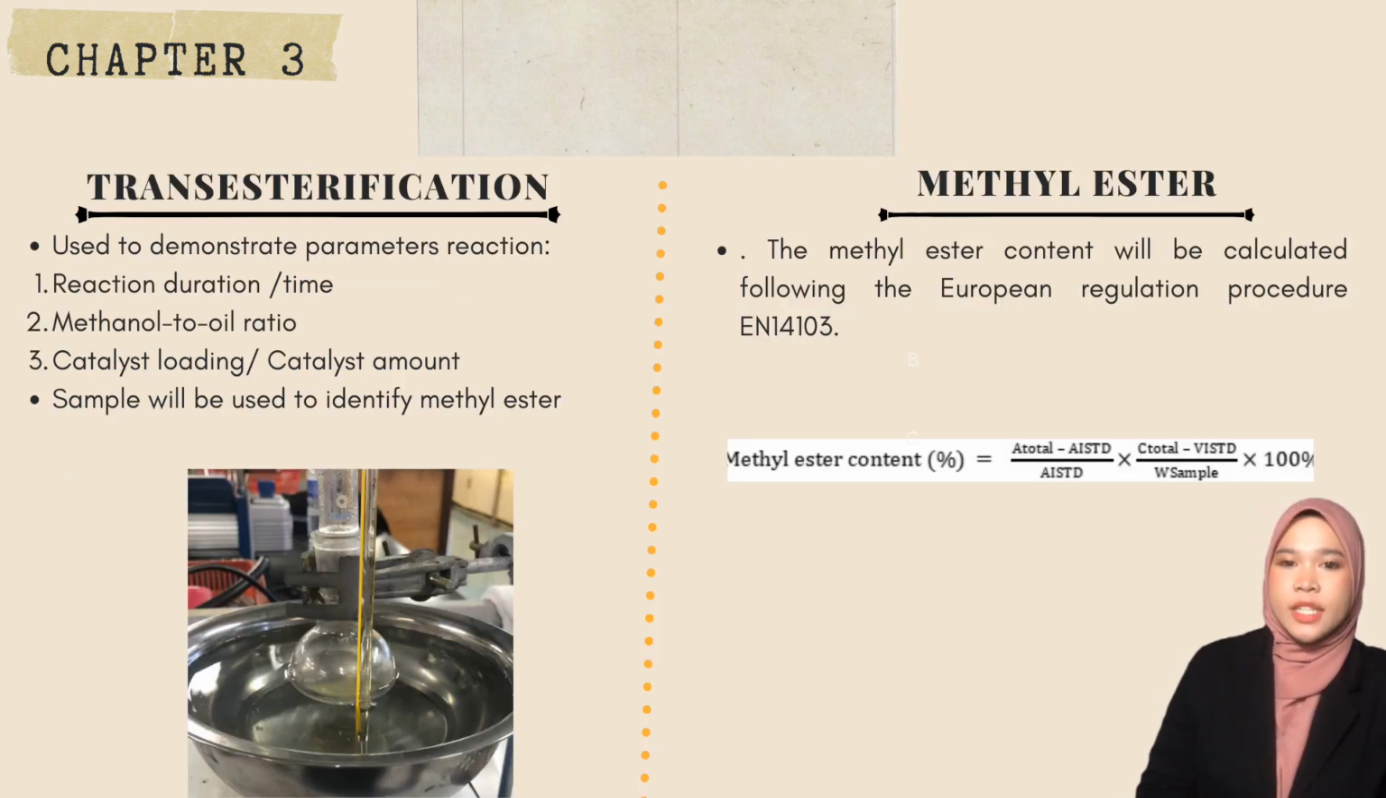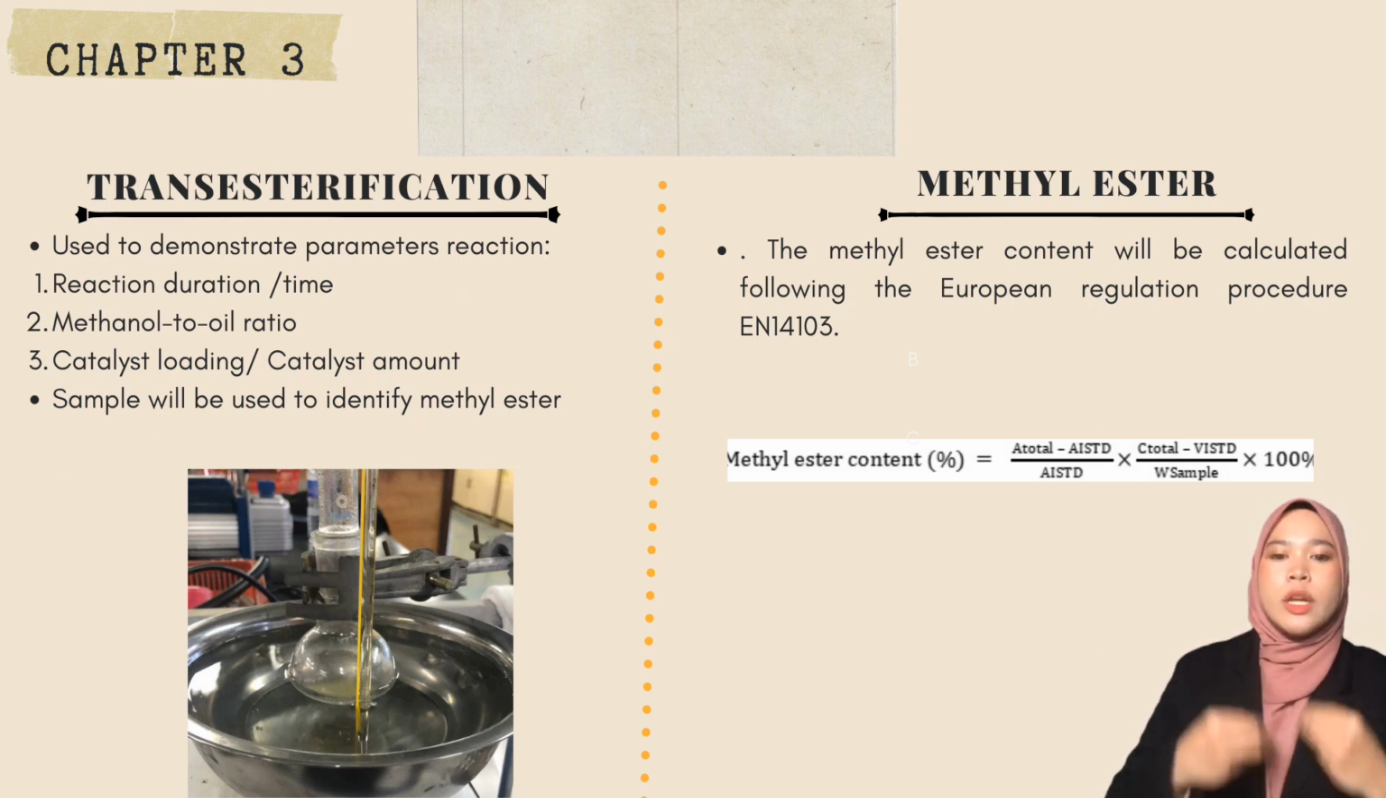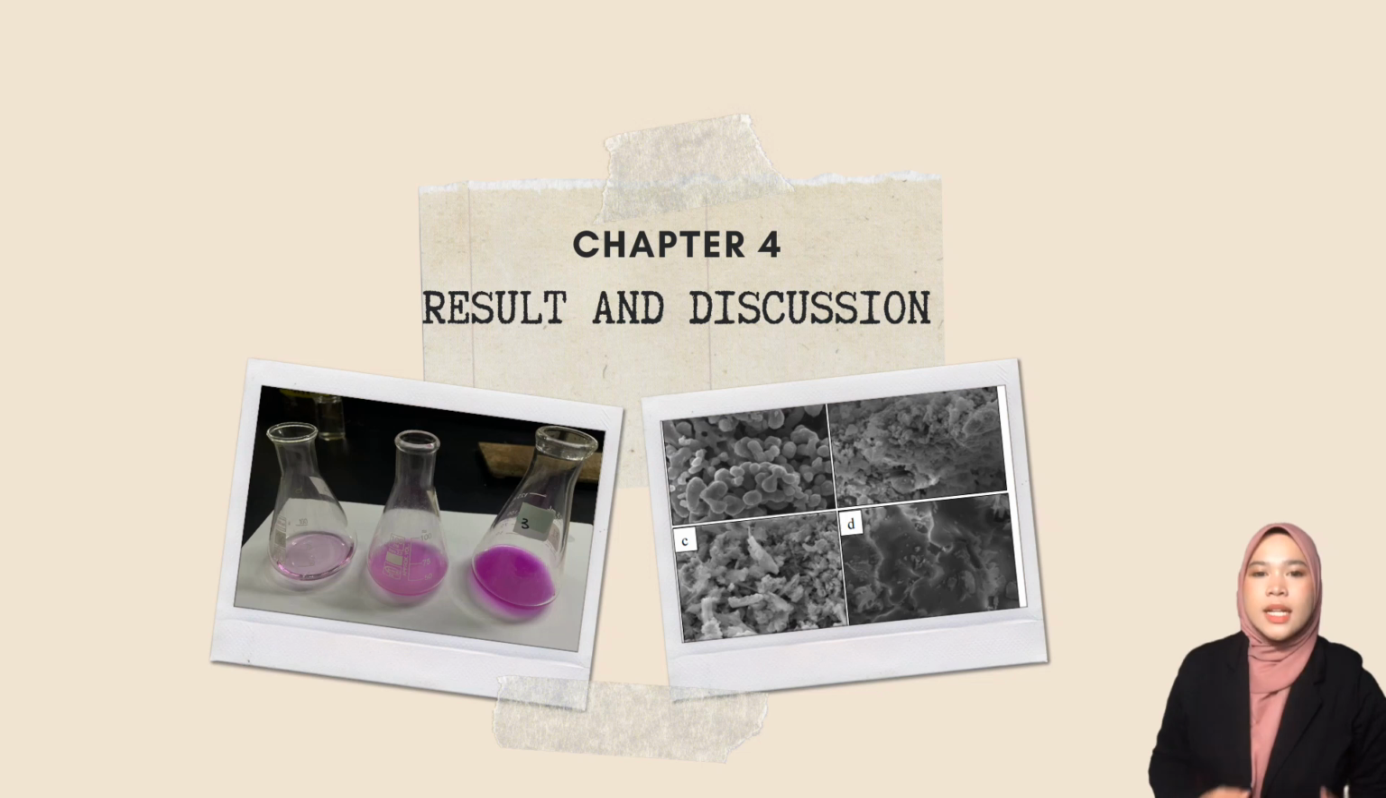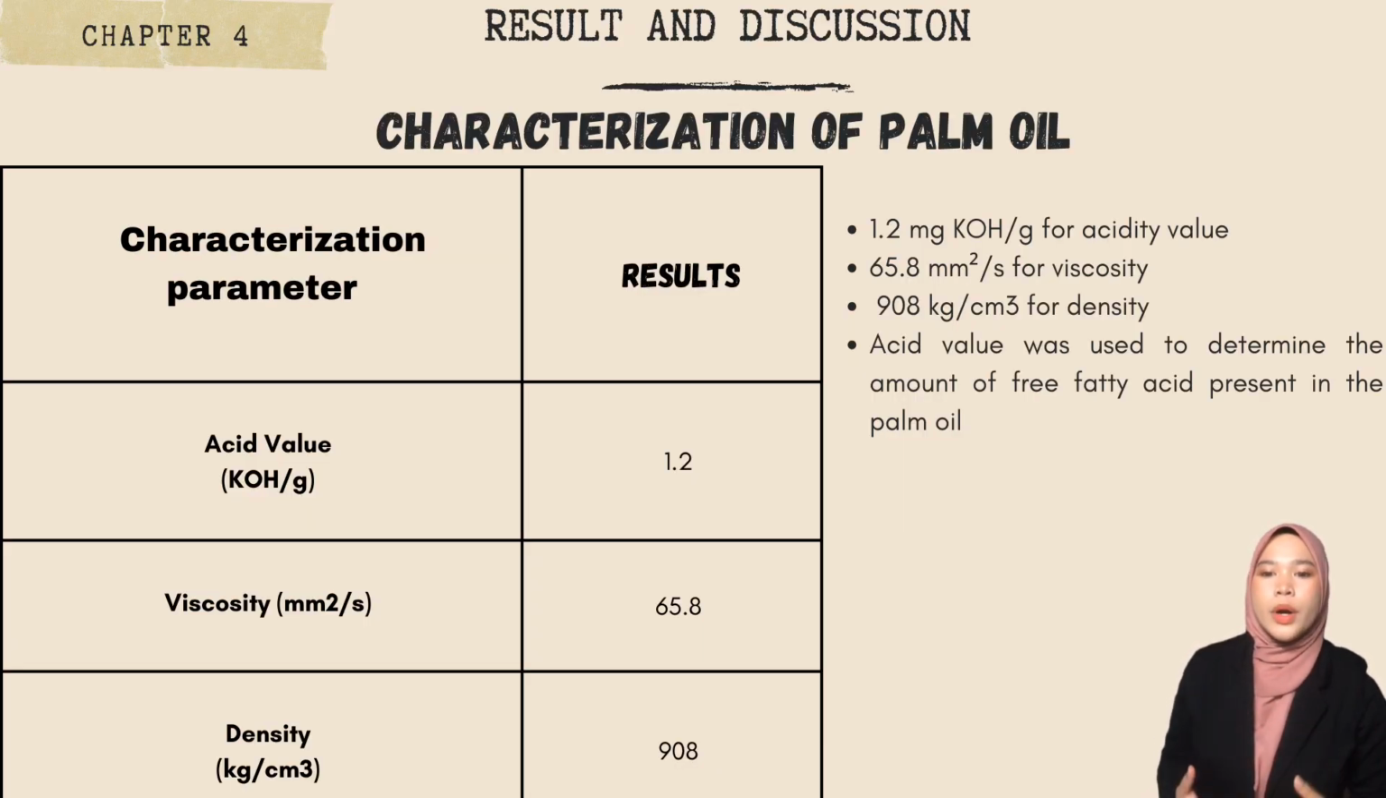The transesterification process is used to demonstrate the parameter reaction, such as reaction duration, which is time, methanol to oil ratio, catalyst loading, and based on the parameter, the sample will be used to identify the methyl ester. Next, the methyl ester can be calculated using the following equation. Result and discussion. Firstly is characterization of the palm oil.